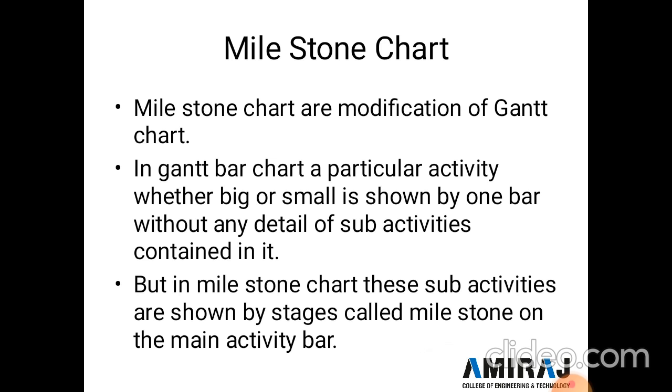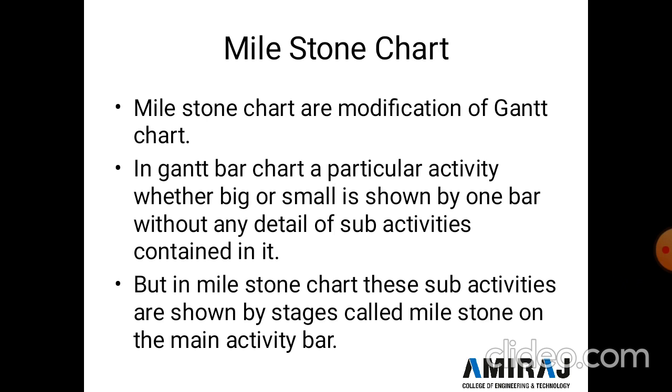Now, the second type of chart is the milestone chart. A milestone chart is a modification of the Gantt chart. In a Gantt chart, a particular activity, whether a big or a small project, is shown by one bar without any detail or sub-activities connected to it.